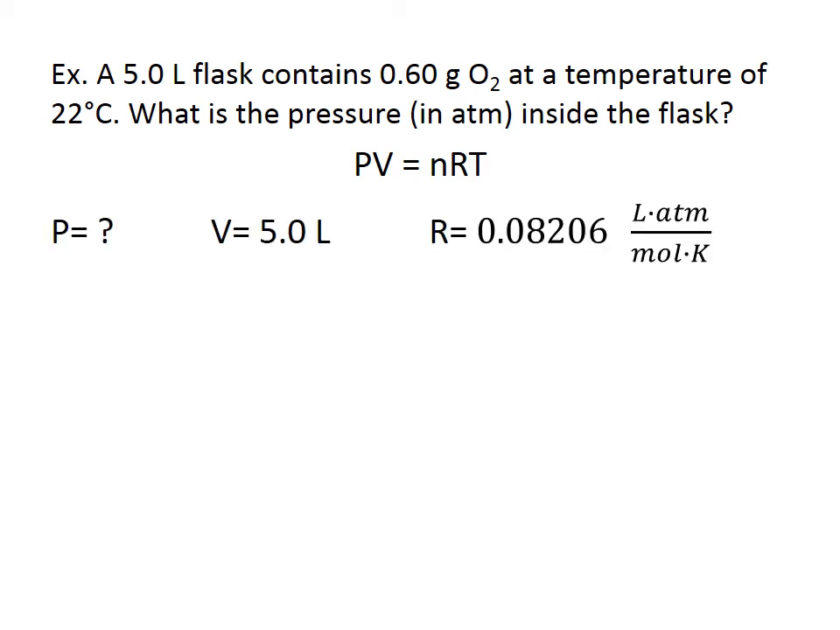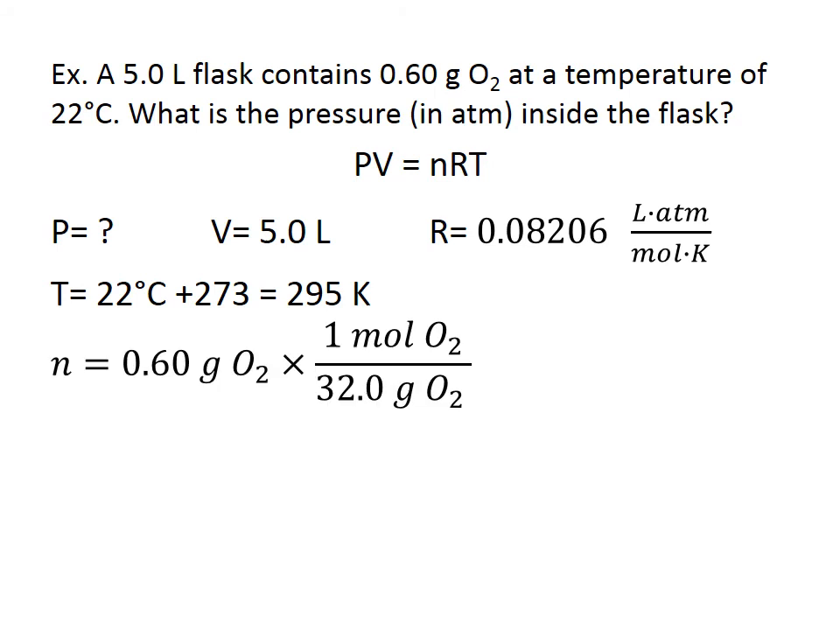So we're going to look at what we have in the equation. We don't have the pressure. We know what V is. Since we want pressure in atmospheres, we're going to use R as 0.08206 liters atmosphere per mole Kelvin. Our temperature, we must convert to Kelvin. That's 295 Kelvin. 22 degrees Celsius plus 273 gives us our 295 Kelvin.